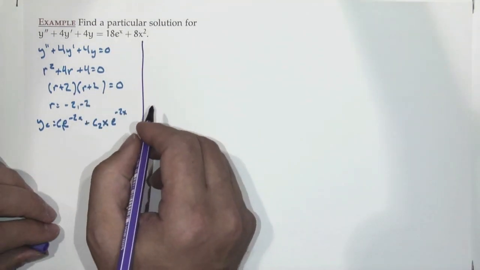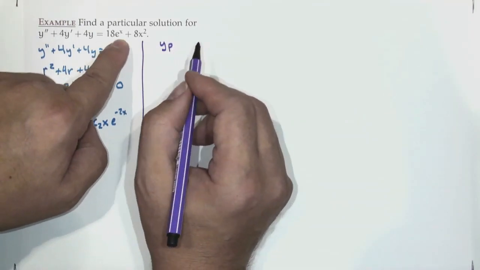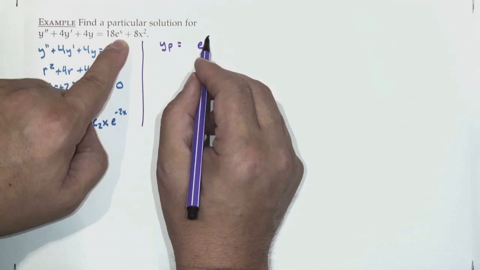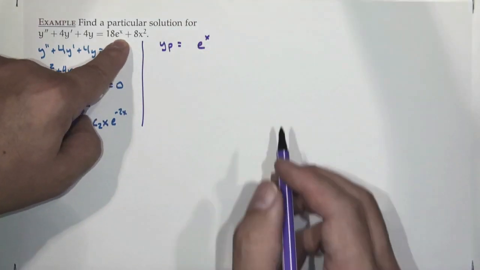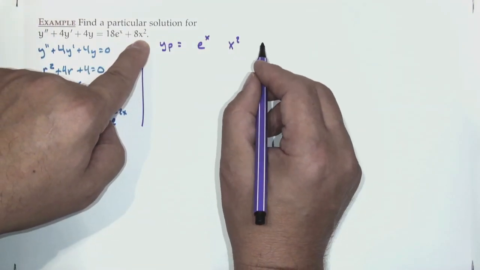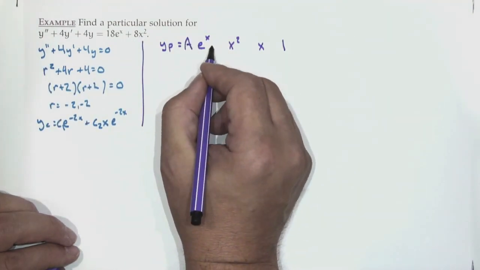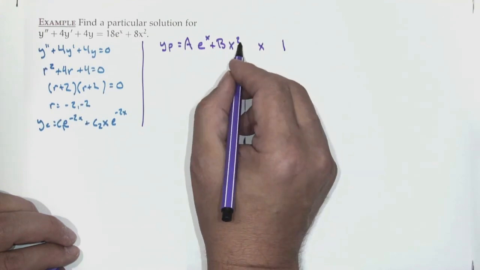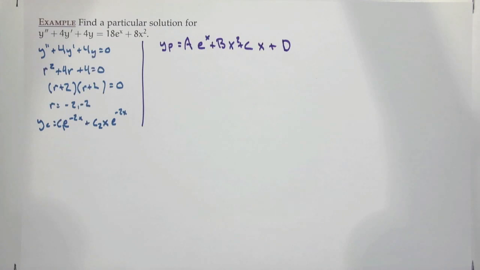All right, so let's talk about our particular solution. Our first piece is e to the x. Do we need to add anything else for that part? Our next piece is x squared. Do we need to add anything else? x and 1. So we have 4 pieces. A e to the x, b x squared, c x, and d. So our particular solution looks like this. So how do we find the right choices for a, b, c, and d?